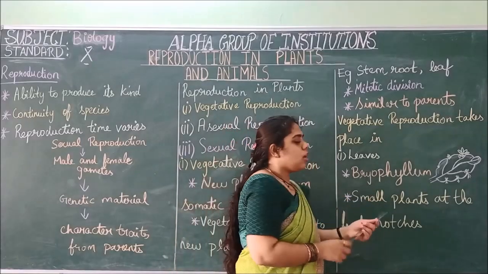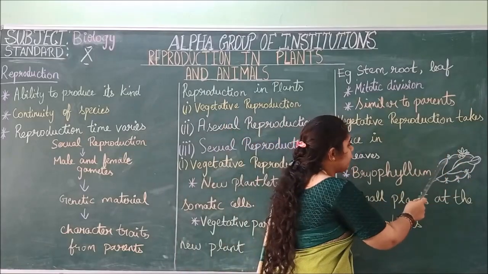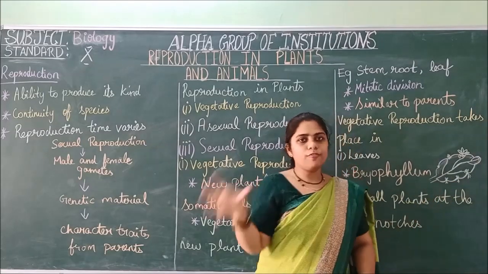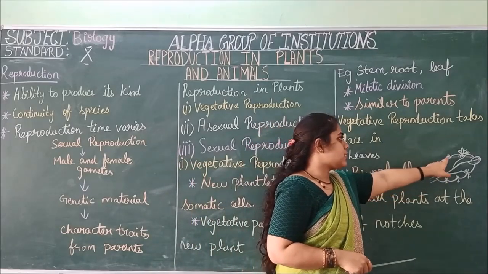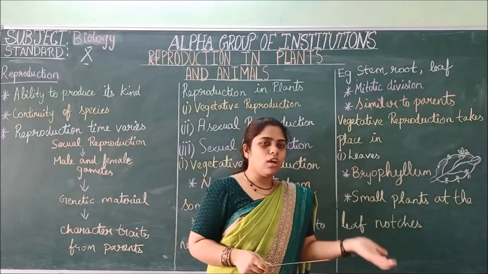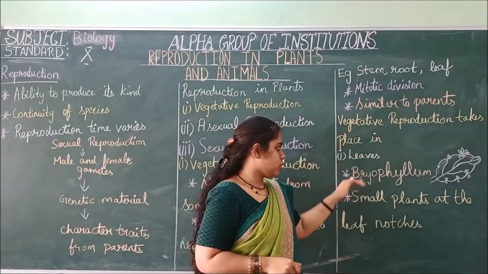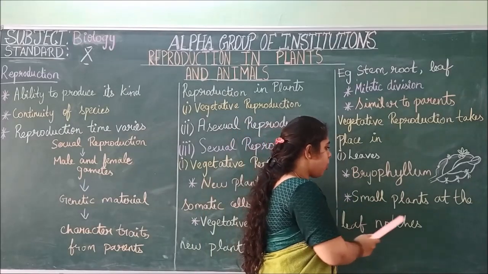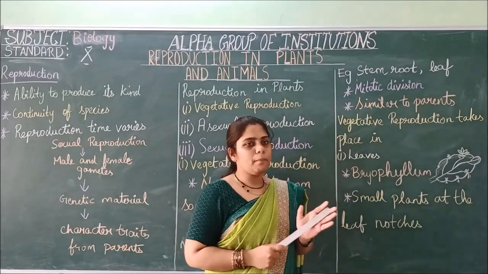So, bryophyllum, all the bryophyllum plants, like you can see in the diagram, in the leaf notches, the leaf end corner, the plants will grow and they fall off to form a new plant. So, in bryophyllum plants, small plantlets will grow at the edges of the leaves and they fall, and in suitable conditions, they grow into a new plant. So, this is one of the vegetative parts, how it grows. In bryophyllum, small plants at the leaf notches will grow into a new bryophyllum plant.